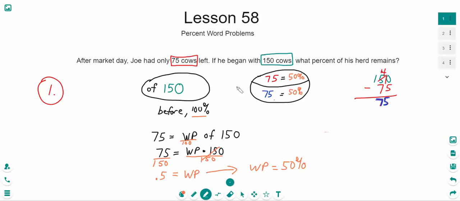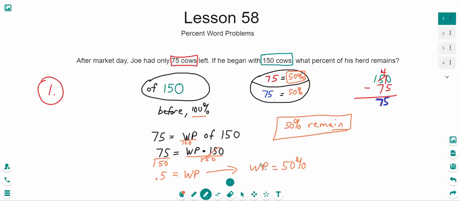Okay? So at the end of the day, the goal is to fill out this diagram, which now we have been able to do. And then the last part to these problems is simply to answer the question. And the question is, what percent of his herd remains? Okay? And what did they say? 75 cows were left. That's how many remained. So we look at the 75, and that is equal to what percent? 50. So the answer is 50% remain.